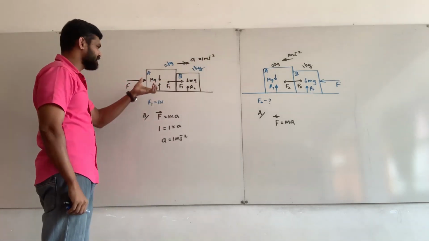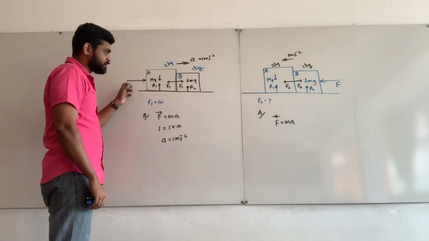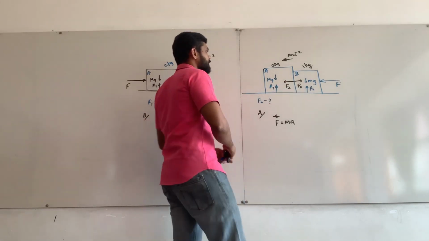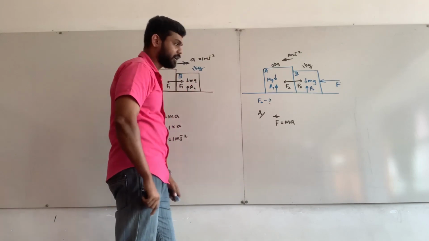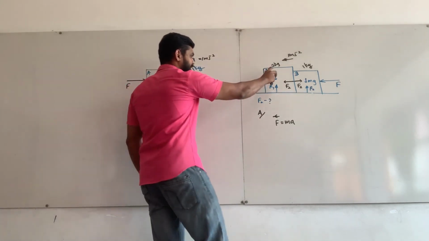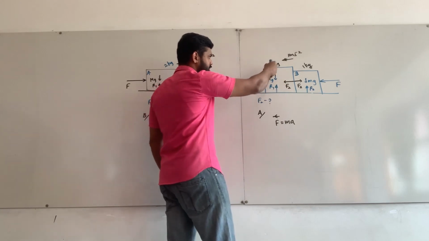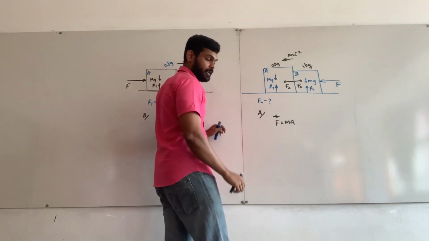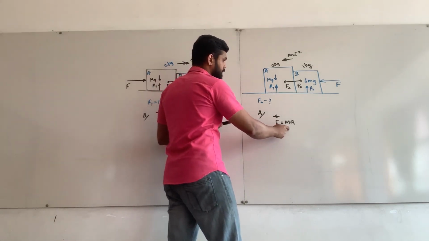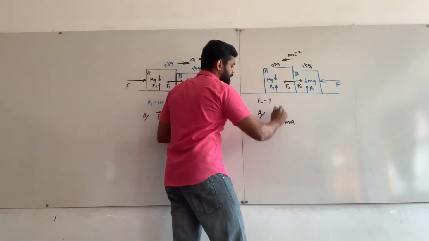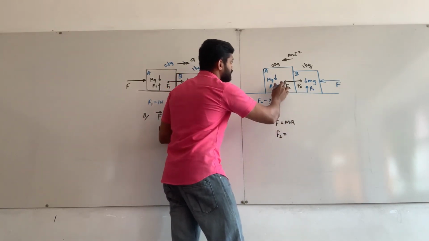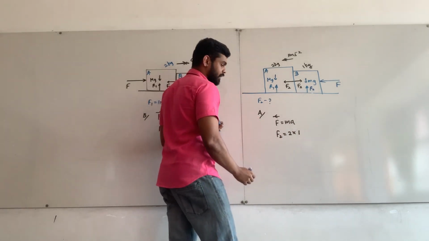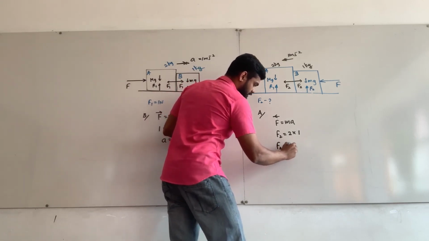Only one non-zero external force is applied, it is F. So the same force is applied on the other side on the same mass, so the same mass should travel with the same acceleration, 1 m/s². That means A is also moving with the same acceleration, 1 m/s². Now we can apply Newton's second law to A leftward. So F equals ma. The net force applied on this one is F2. The mass of this one is 2 kilograms and the acceleration is again 1. So F2 is 2 Newtons.